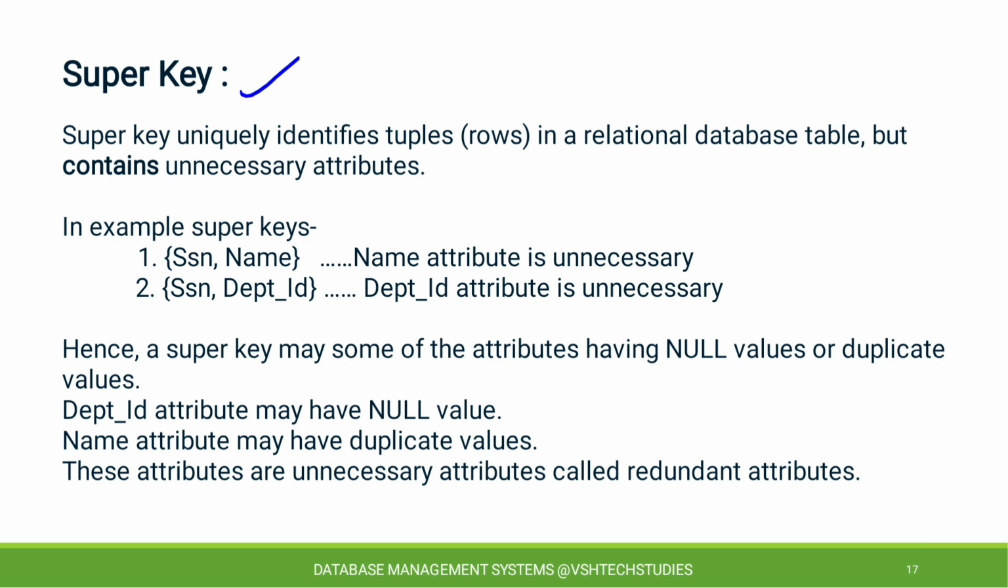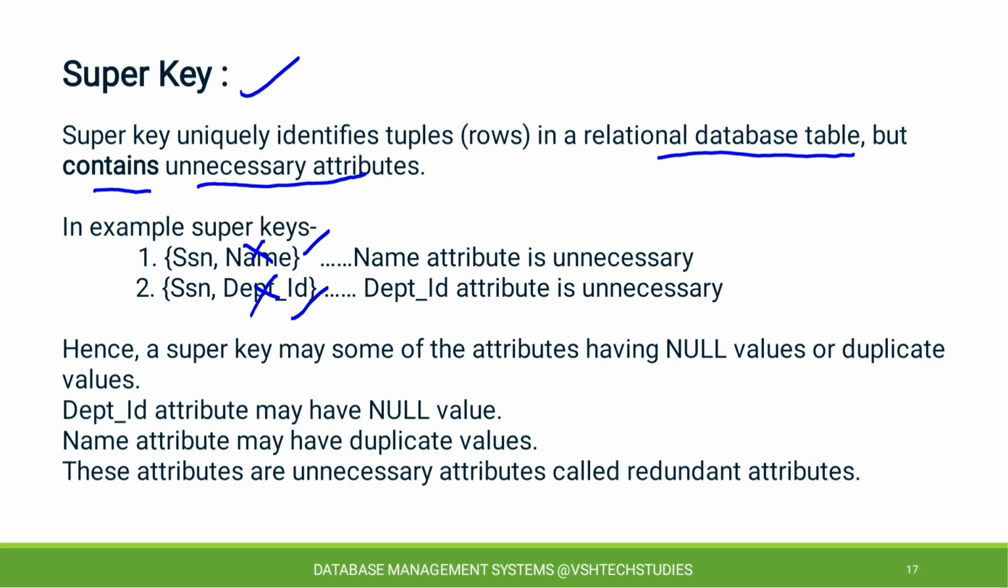Super key uniquely identifies tuples or rows in a relational database table, but it contains unnecessary attributes. For example, if you take SSN comma name, this super key, in that name attribute is unnecessary. It may have duplicate values, but it cannot be null. Another super key, if you consider SSN comma DEPT ID, so this DEPT ID is an unnecessary attribute. It may have duplicate values or it may have null values also.